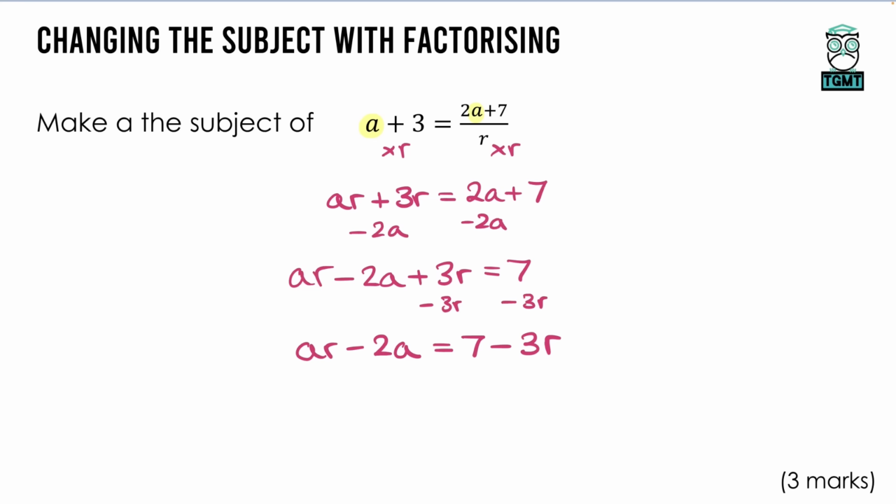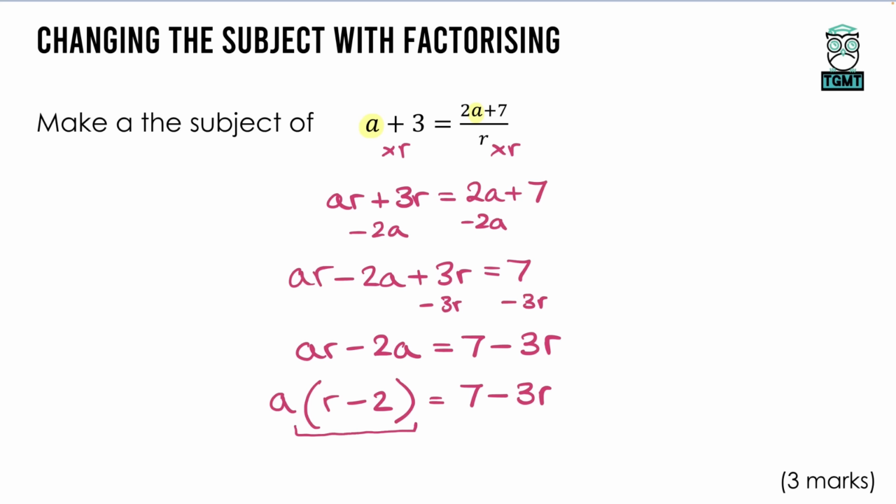Now at this point we can factorise the left. We can factorise the a out of the bracket, which will leave us with r minus 2 inside the bracket, and then we have that is equal to 7 minus 3r. At this point, the final step is to divide by this bracket.